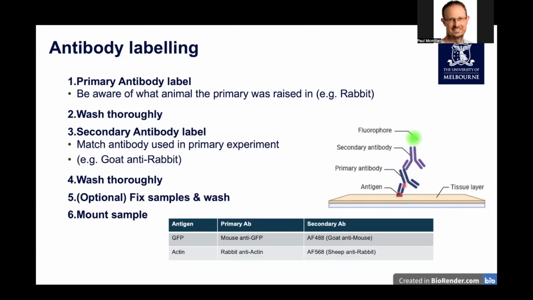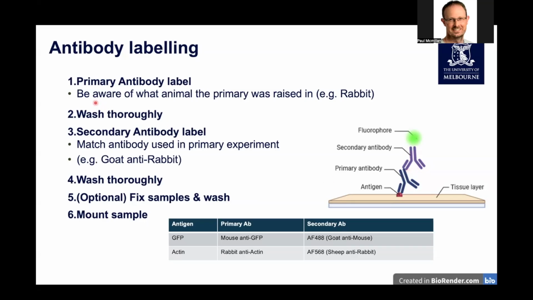We have a primary antibody here, which recognizes our protein that we're interested in. And then we have a secondary antibody here, which binds to this primary antibody. And it's the secondary antibody that has the fluorophore attached. Again, it's not shown in this figure, but here we can have multiple secondary antibodies binding to the primary, and that gives us an amplification in terms of intensity coming off the sample.